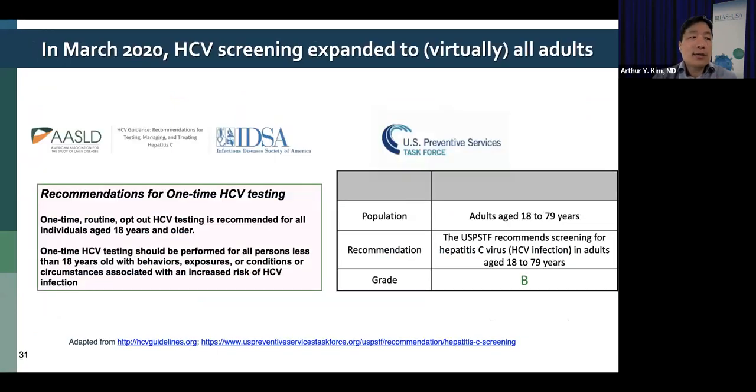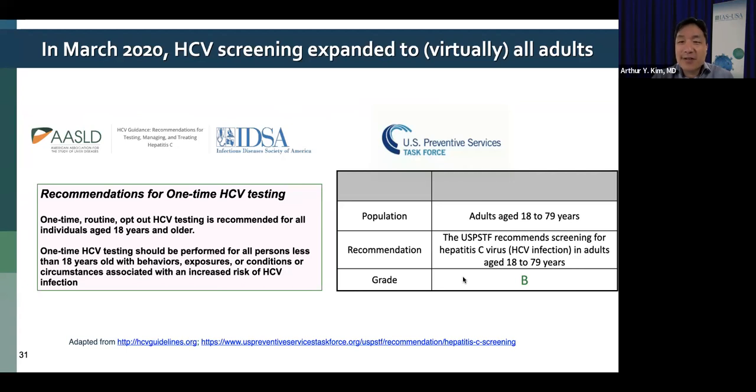Now, one issue that greatly helps, I think, is hepatitis C screening. So quite simply now, both earlier, the previous groups, the Liver Disease Society and ID Society had already recommended one-time routine opt-out Hep C testing for all adults. And then further testing for those, in this case, less than 18 with behaviors, exposures, or conditions or circumstances associated with an increased risk. We'll briefly go over those. And the U.S. Preventive Services Task Force, which is important for sort of a policy and having insurers on board, did recommend this sort of at the beginning, March 2020.